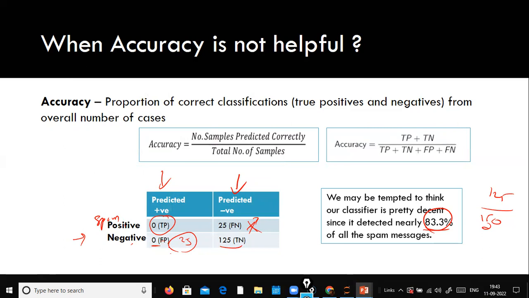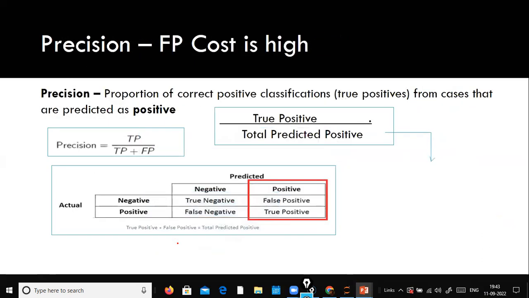If you think the false positive cost is very high, and cost in the sense of your finance part, or the business impact, in that kind of situation you can go for precision. Okay, precision. Now we will see what precision is. It is the proportion of correct positive classifications from cases that are predicted as positive. Out of the predicted positives, how many were correctly predicted as positive? Look at this confusion matrix. That's why I use this rectangle here.